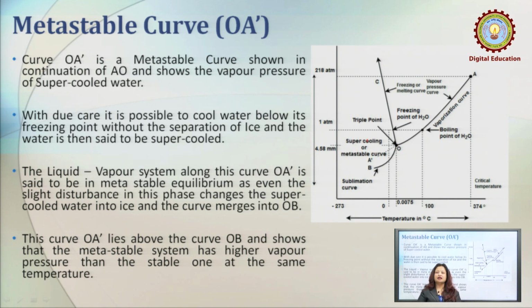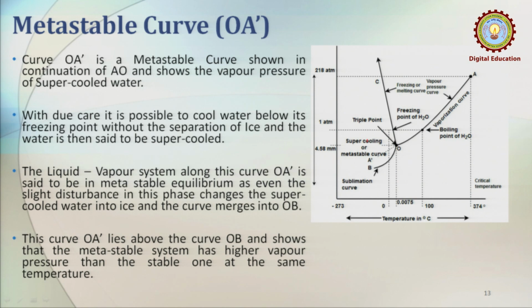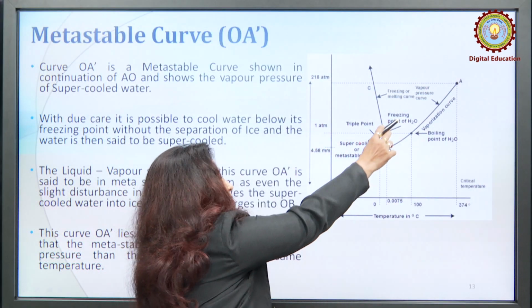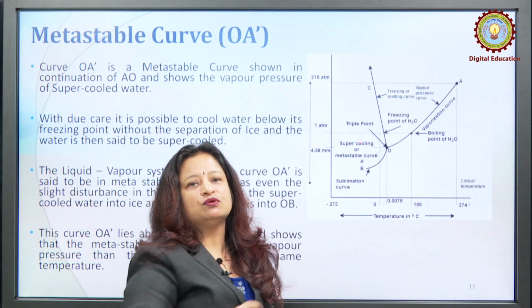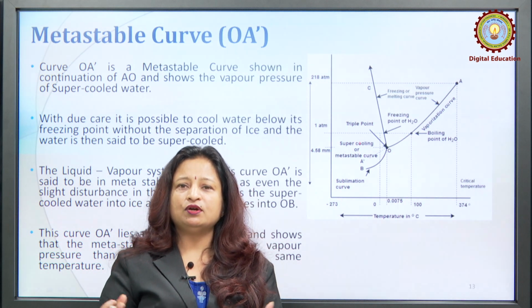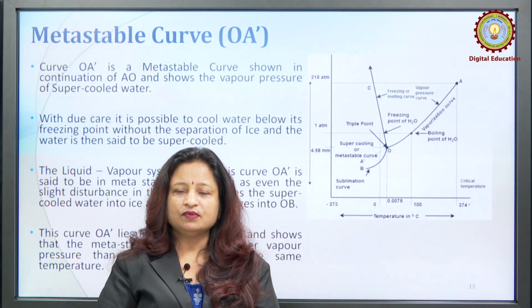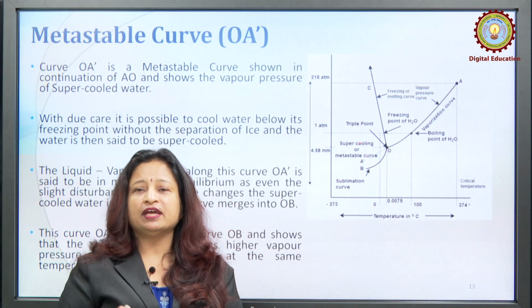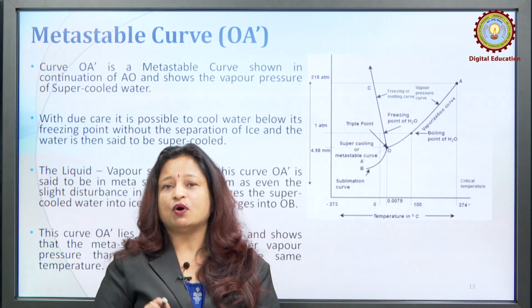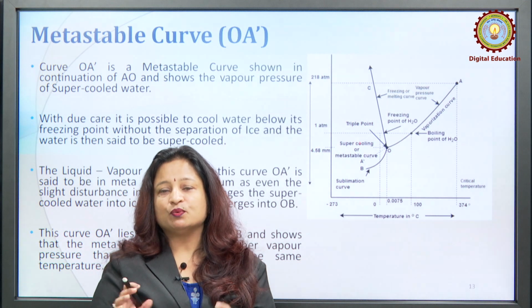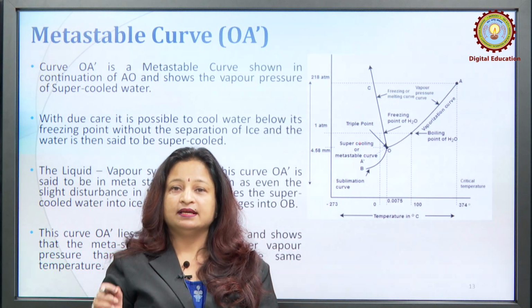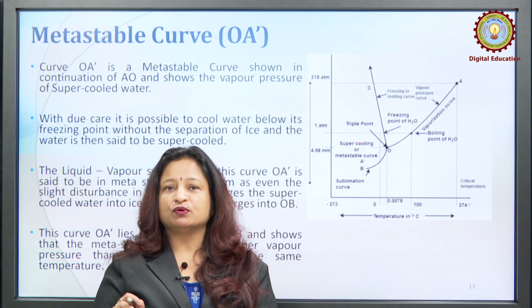But this is the supercooled water, right? So at the first point you can see that curve OA dash is a metastable curve shown in continuation of AO and shows the vapor pressure of supercooled water. This is the vapor pressure of supercooled water, right? So what do we mean by supercooled water? You must remember that with due care, it is possible to cool water below its freezing point without the separation of ice. Then the water is said to be supercooled, right?